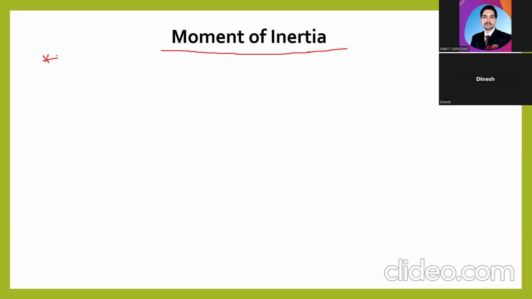In rotational motion, moment of inertia plays the same role as the mass. For example, if you are writing F is equal to ma, in case of rotational motion, in place of F you are writing torque, tau. In place of mass, there is a term that is moment of inertia, which is represented by I. In place of a, we are using alpha, that is angular acceleration. So moment of inertia plays the same role as the mass.